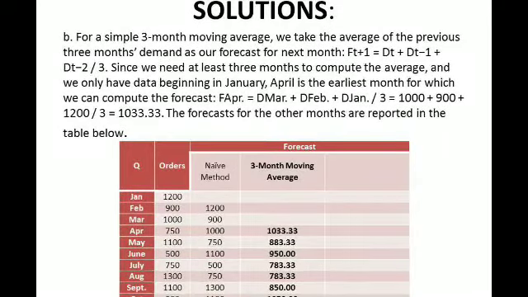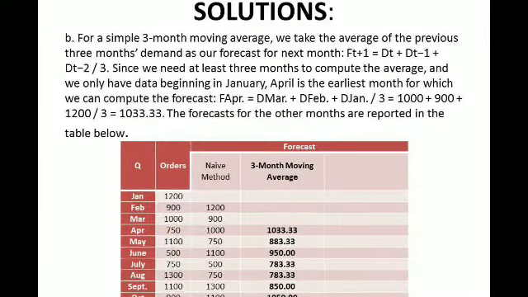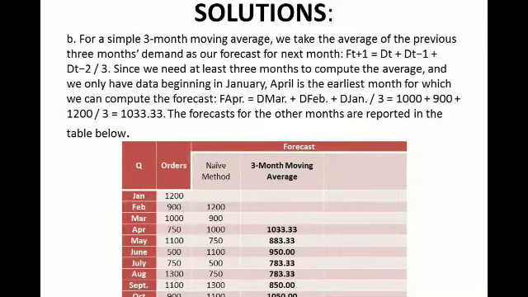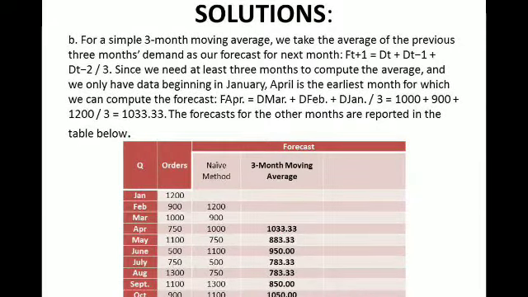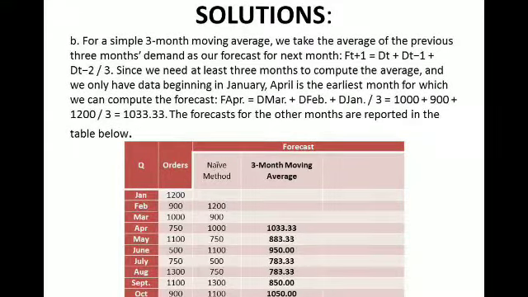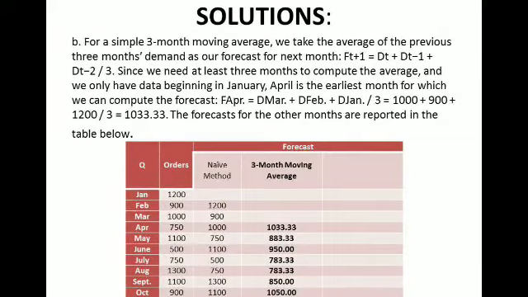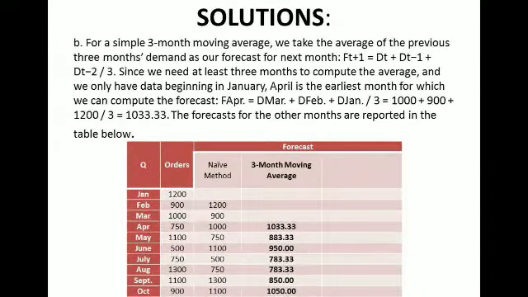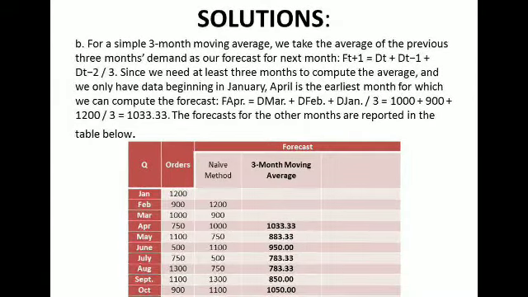B. For a simple 3-month moving average, we take the average of the previous 3 months' demand as our forecast for the next month. So, the forecast at time t plus 1 equals the demand at time t plus the demand at time t minus 1 plus the demand at time t minus 2, divided by 3. Since we need at least 3 months to compute the average and we only have data beginning in January, April is the earliest month for which we can compute the forecast.